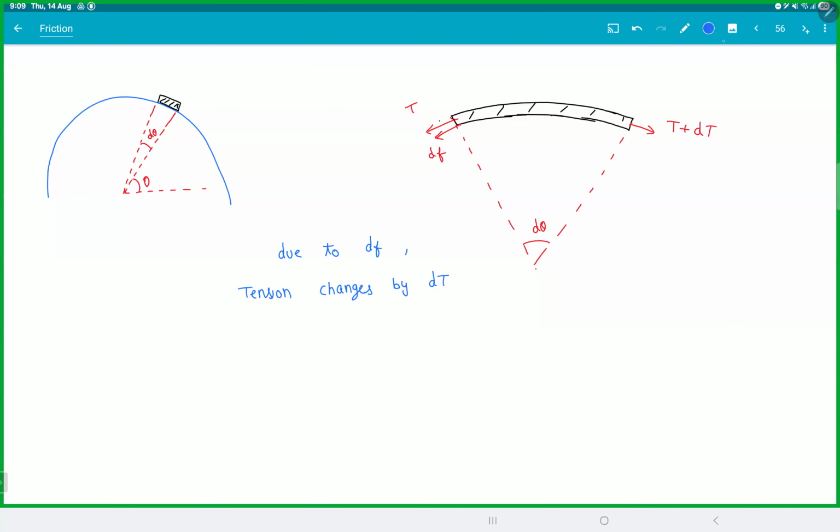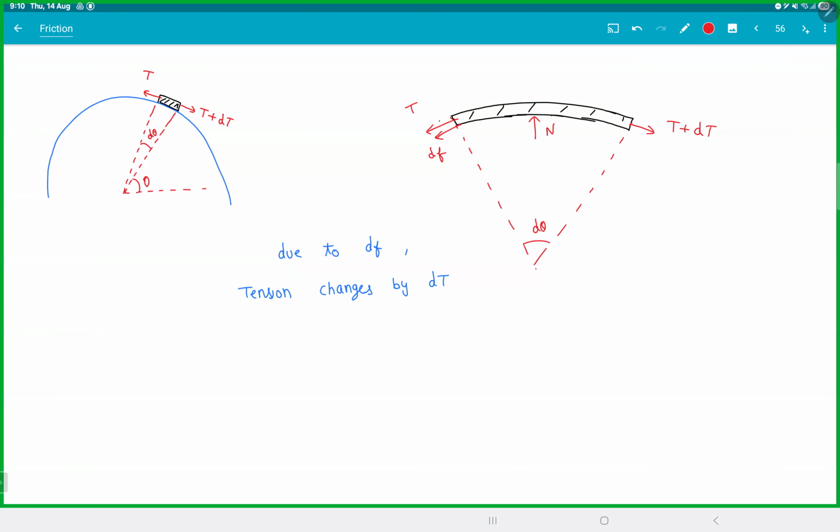Meaning on this small rope now, tensions would be of this sort. This will be T plus dT. Tension will increase by a small amount and this will be T. So for each section dF will add up. That will increase the tension. This will be your normal reaction N on that small piece.